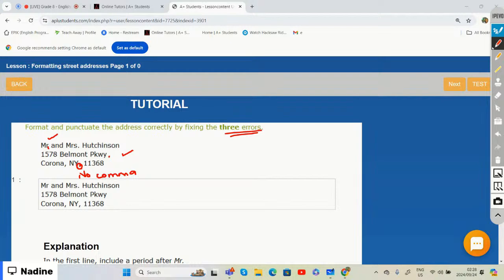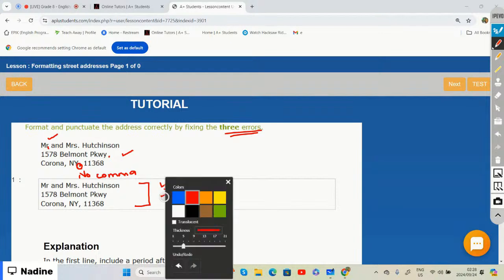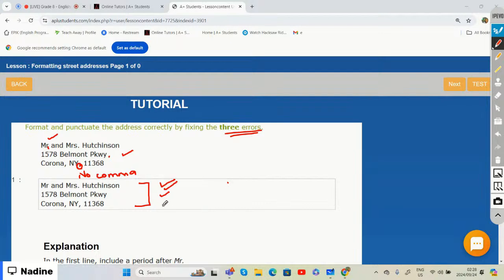But once again, keeping in mind, if this is your street address, in the first line, you write whoever it is addressed to. In the second line, you write your house number and street name. And in the third line, you write the city, the state, and the zip code, right?